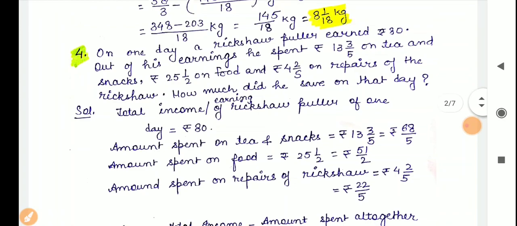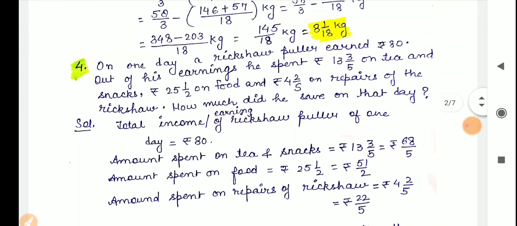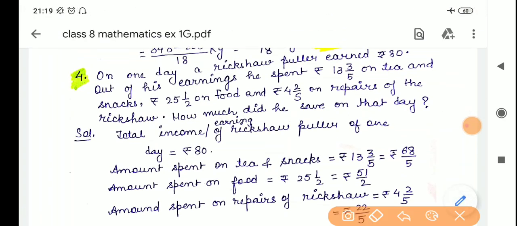Now moving forward to the next question, that is question number 4. On one day, a rickshaw puller earned rupees 80. Out of his earnings, he spent rupees 13 complete 3 by 5 on tea and snacks, rupees 25 complete 1 by 2 on food, and rupees 4 complete 2 by 5 on repairs of the rickshaw. How much did he save on that day?